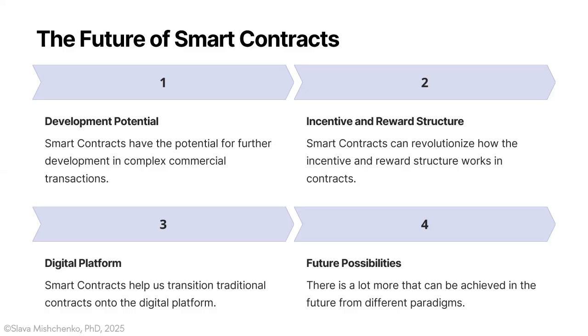From my experience working with blockchain technology, I can say that we are only scratching the surface of what's possible. For example, one area that particularly interests me is how smart contracts are transforming incentive and reward structures in contracts. You can think about traditional business agreements, which are often static and require manual enforcement. But with smart contracts, we can create dynamic, self-executing reward systems that automatically adjust based on performance metrics, for example.